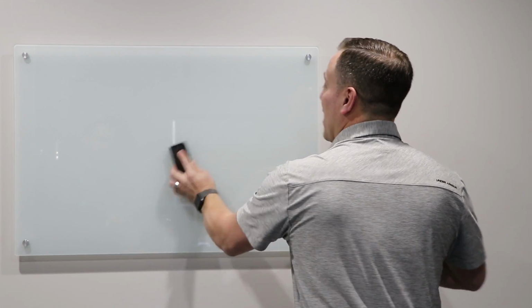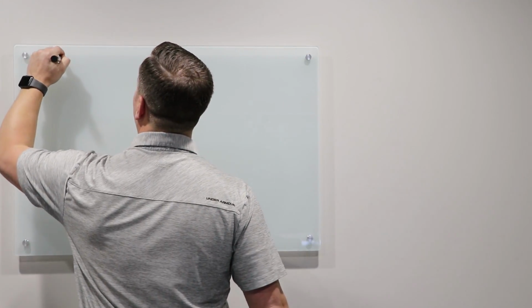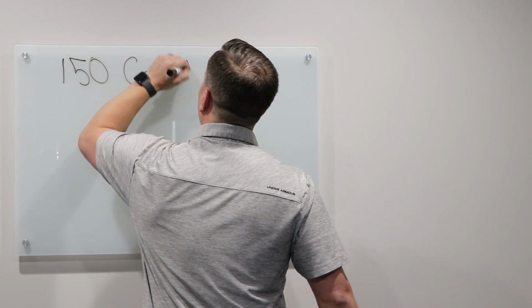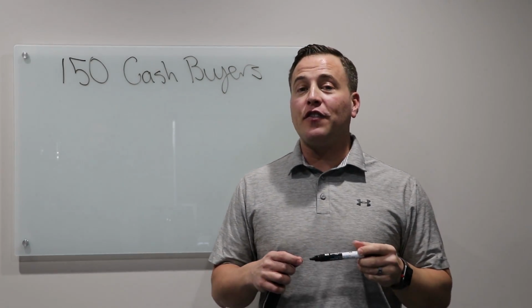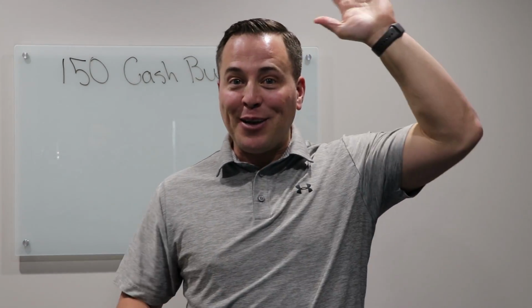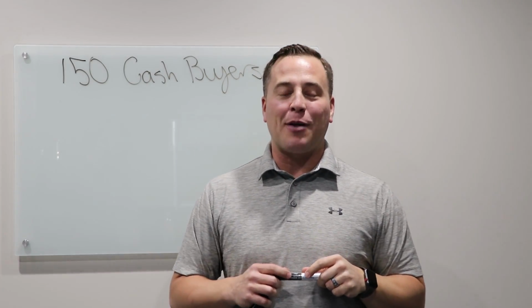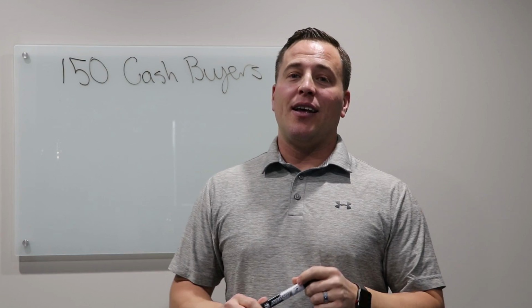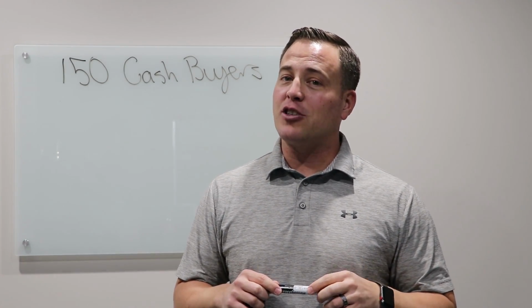Now, what is the magic number? Remember this, guys. The magic number is you need to have at least 150 cash buyers, okay? Once you have 150 cash buyers that say, pick me, I want in, I want to be on your list, I want to know about your deeply discounted properties, once you have 150, at that moment, now you start getting the deals. Now remember, your cash buyer is your best teacher.